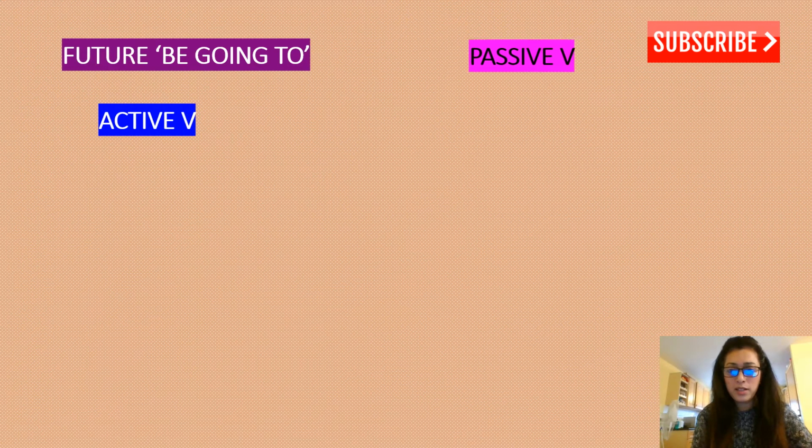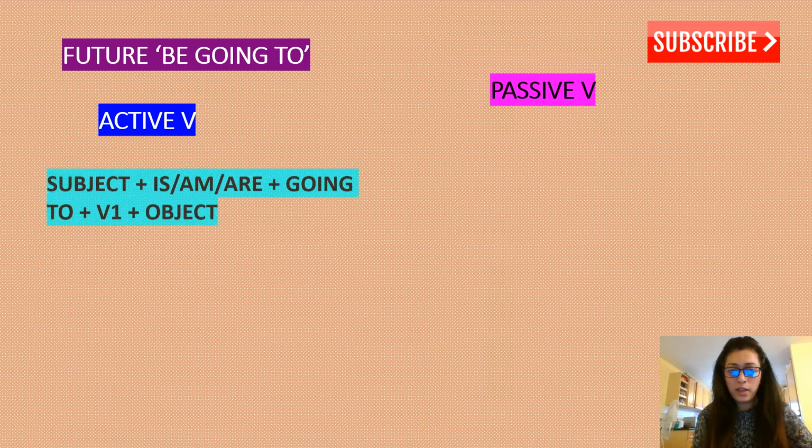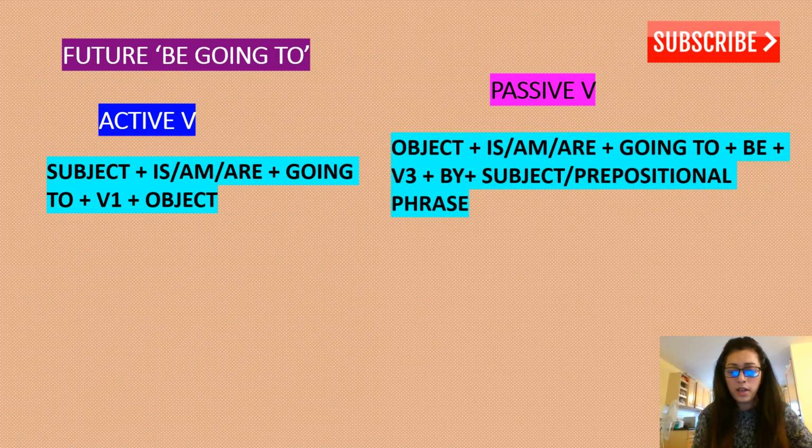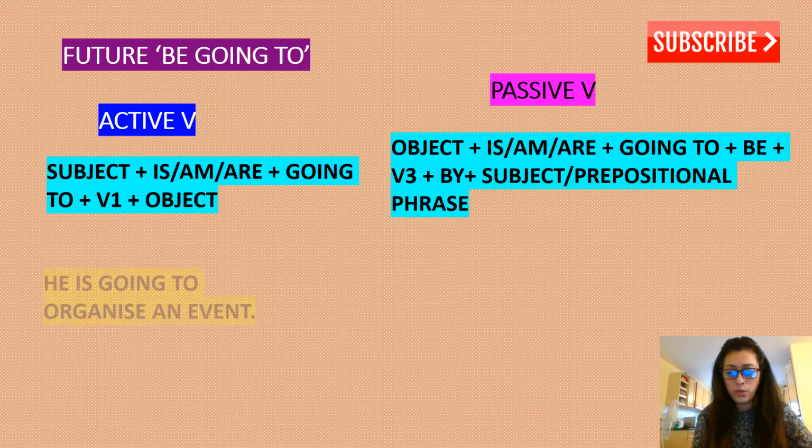Now, future be going to. So when can we use going to in our sentences? Let's take a look at the active voice. I can say subject with the auxiliary verbs is, am, are with going to plus V1 and object. And on the other hand, the passive voice will be object plus is, am, are with the going to and be, verb third form and by and the subject or prepositional phrase. So this is the correct sentence formation for this particular going to.